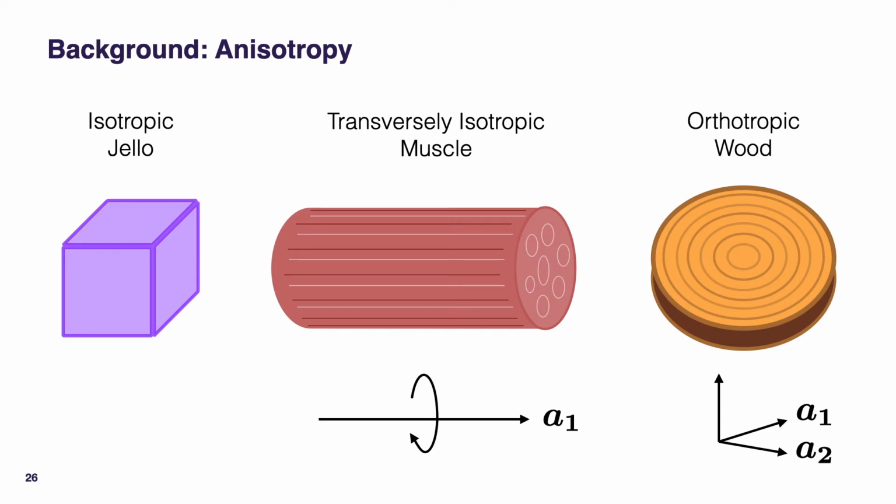So firstly, isotropic materials behave the same in every direction. Think of a simple jello cube bouncing with its elastic response the same regardless of direction. Second, transversely isotropic materials have an underlying structure that strengthens just one axis of the material, and we'll call this axis A1. Many biological tissues exhibit transverse isotropy, including muscles, which allow different deformations in the longitudinal and transverse directions.